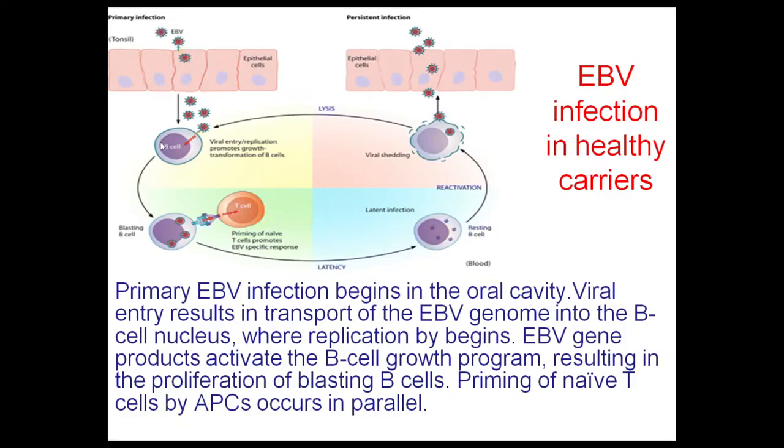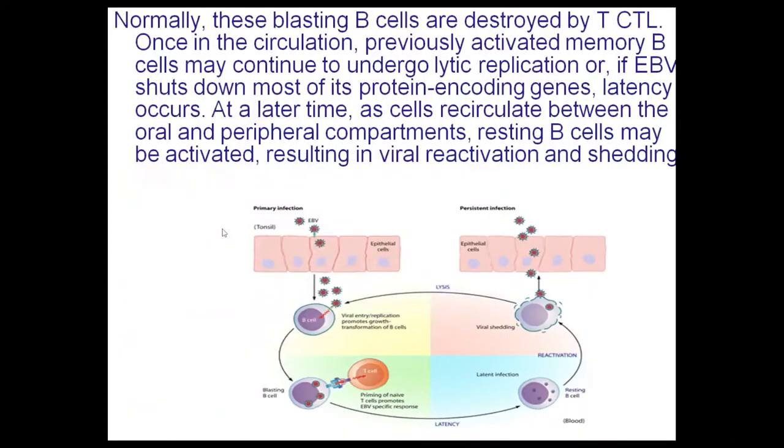So through this receptor, they infect B lymphocytes and transport the viral genome into the B cell nucleus where replication begins, and EBV gene products activate the B cell growth program, resulting in the proliferation of blasting B cells. And then as a result of the proliferation, priming of naive T cells will occur against the Epstein-Barr antigens in parallel with the dendritic cells.